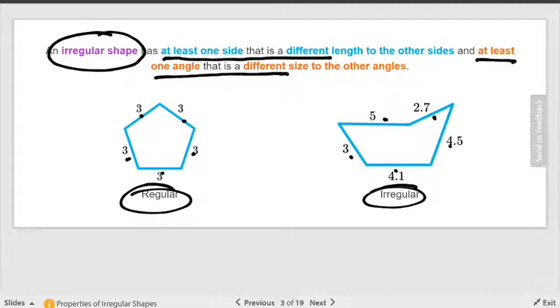The regular ones. Wait, I feel like I should write this down. Okay? Well, you should write irregular shape. Okay. All right. I'm taking a picture so I can actually write. Okay.